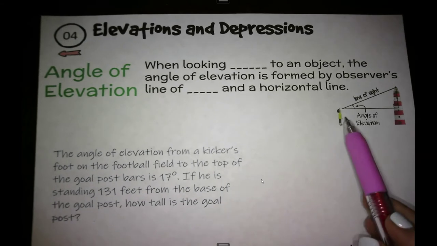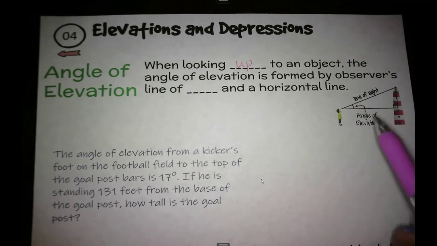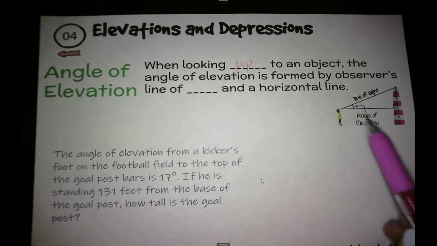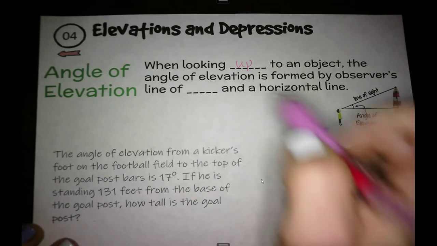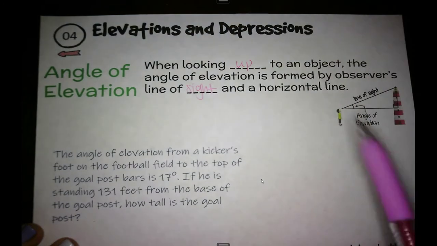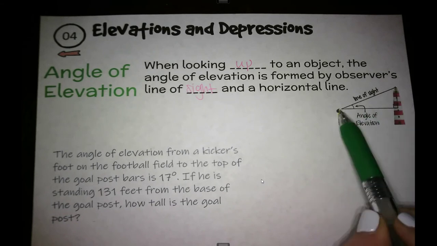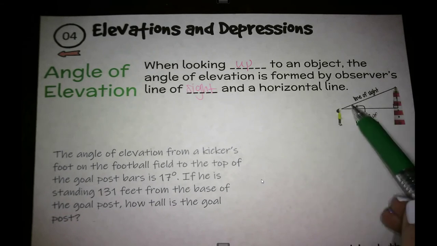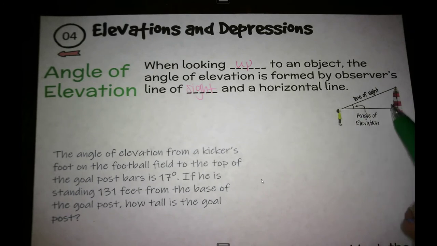So this is when we are looking up to an object. The angle of elevation is formed by the observer's line of sight, where you're looking up at, and a horizontal line. So you can see that these two, the line of sight and the horizontal line to where that object is, creates that 90-degree angle here and creates our right triangle. So our trig functions apply.